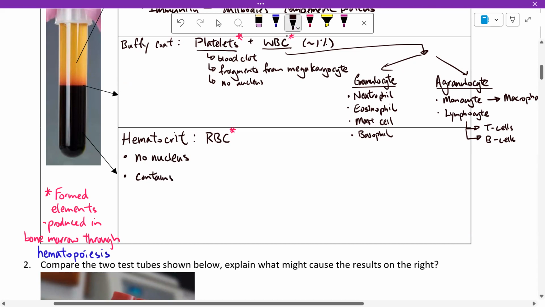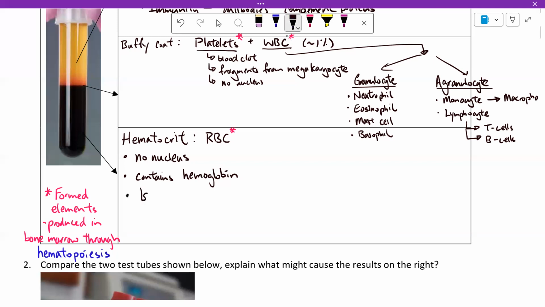Contains hemoglobin. If I ask you, where do you normally find hemoglobin? Inside the red blood cell. Okay, you're not supposed to have hemoglobin in your plasma. They only come out if your red cells are dying. That's not a good sign.